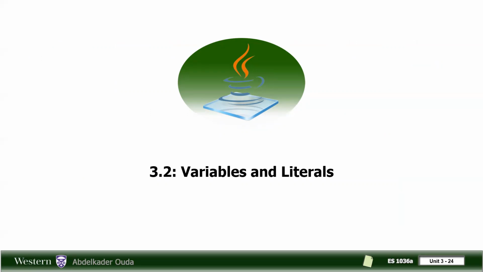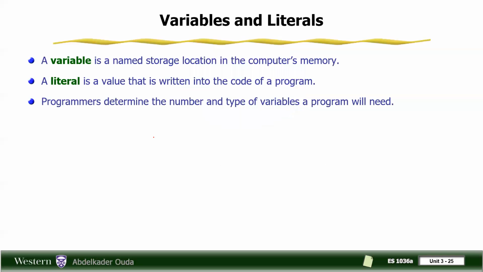So 3.2, variables and literals. What do we mean by a variable? What do we mean by literals? We will see. A variable is a named storage location in the computer's memory, like int sum. I'm identifying a variable named sum, and I reserve the size of an integer in the memory to be used when the program is running. And when I say memory, I mean the main memory, the RAM. So if I switch off the computer, it will go.